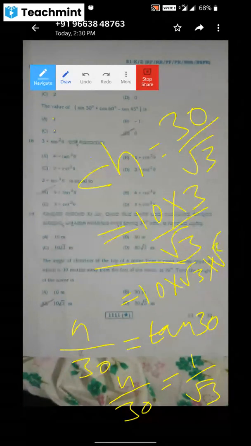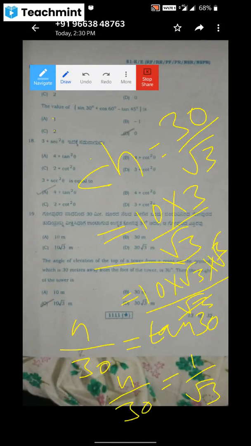Root 9 is again 3. So root 3 gets cancelled. Okay, so what will remain? That is 10 root 3. 10 root 3 is the right answer. So option C for ninth question. 19th question, option C is the right answer.